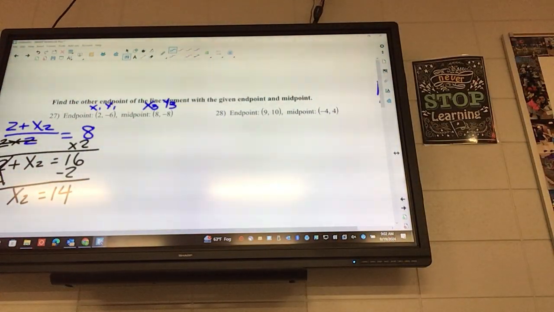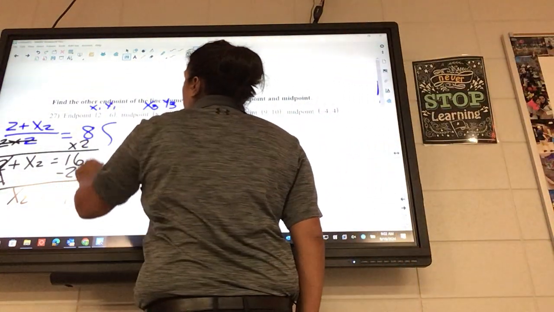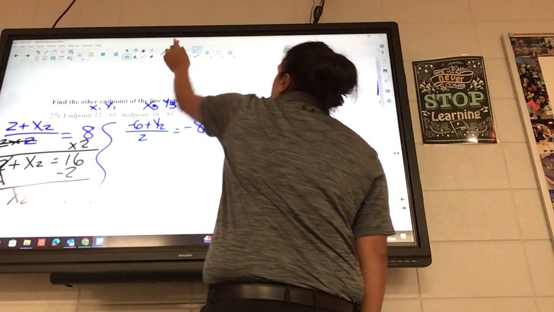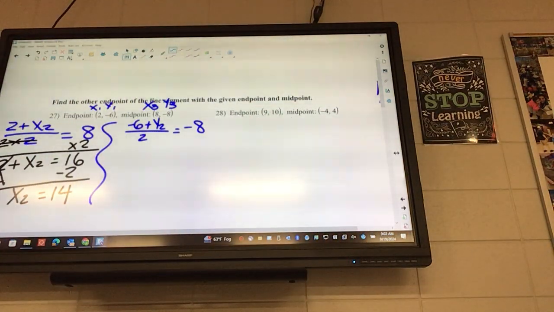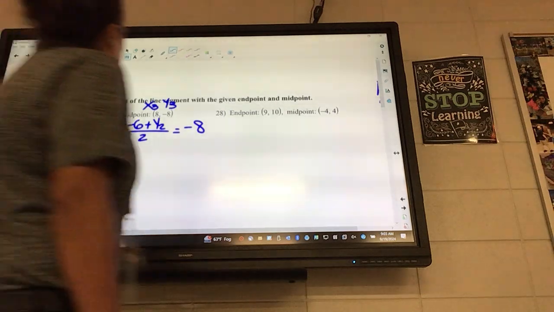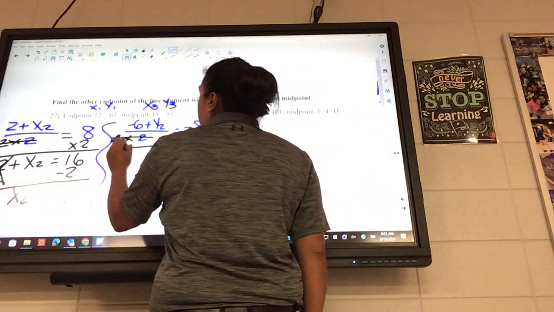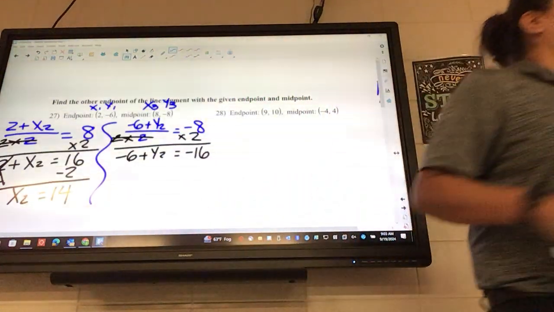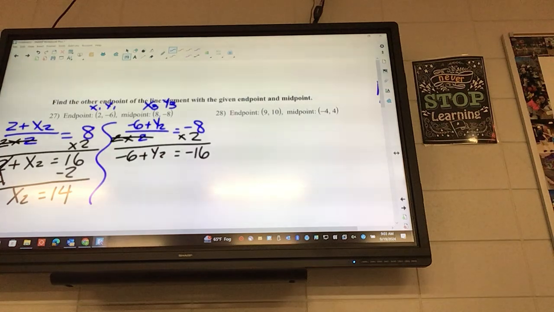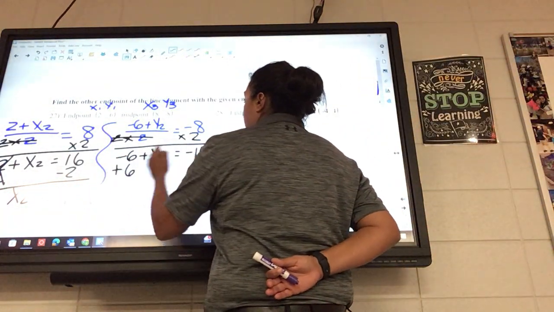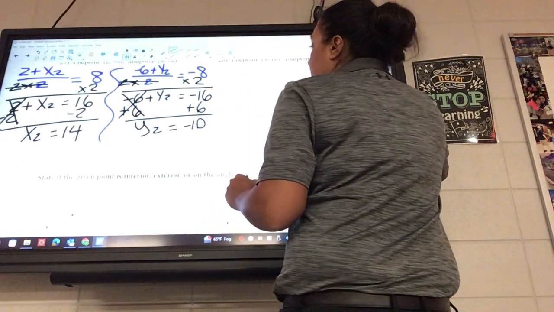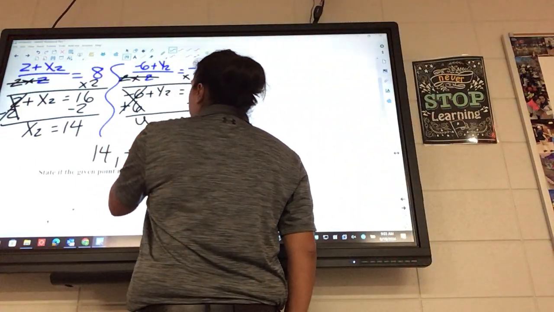Then you're going to do the exact same thing with the y's. It's going to look like negative 6 plus y2 over 2 equals my y3, which is negative 8. And again, we're going to multiply by 2 and then either add or subtract. So we say times 2, times 2. We get negative 6 plus y2 equals negative 16. Okay, and then are we going to add or subtract? We're going to add 6 to both sides. So I get y2 equals negative 10. It's going to look like 14 comma negative 10 for our answer.